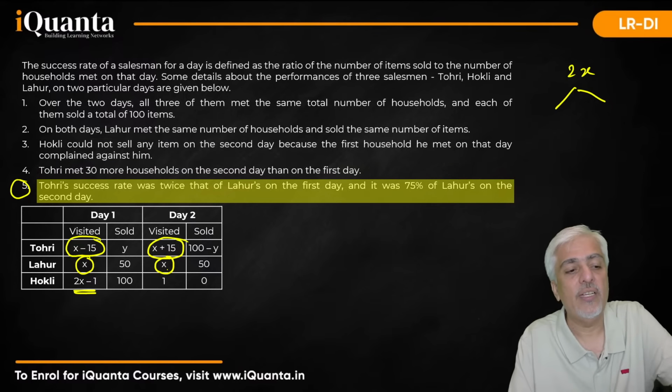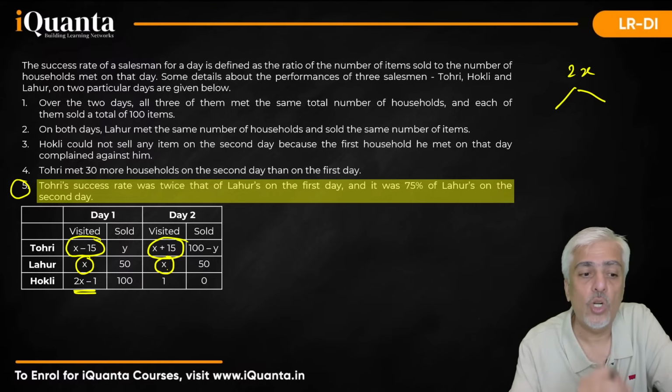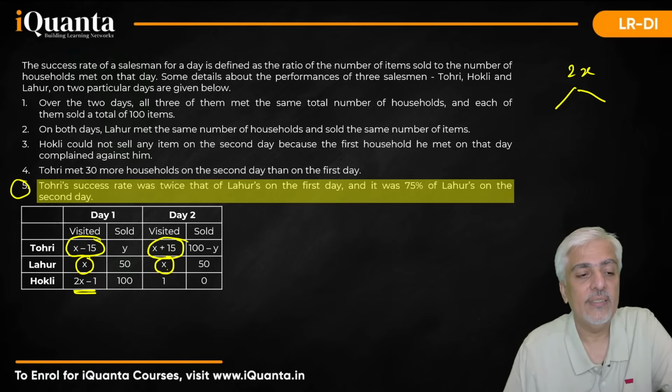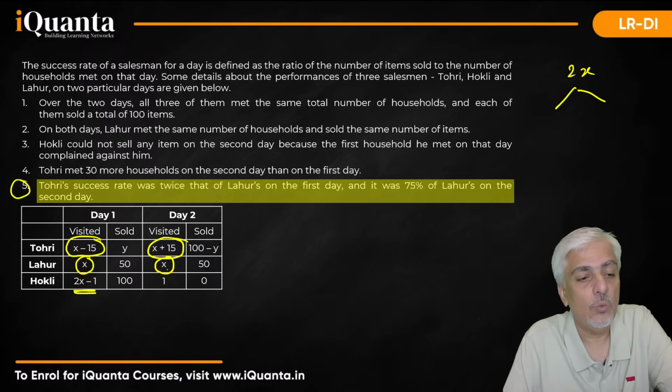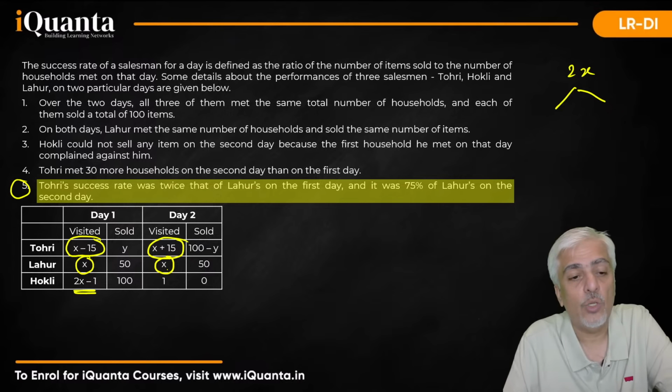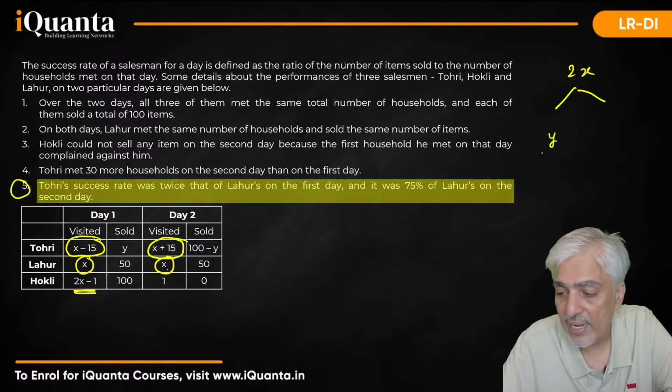Now I'm going to touch 0.5. Tori's success rate. What was success rate? Households sold upon households visited. So Tori ka success rate was twice that of Lahore on the first day. Double. So y upon x minus 15 is double of x upon 50.